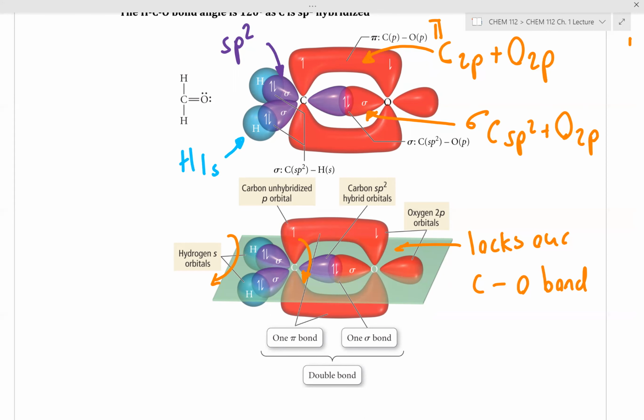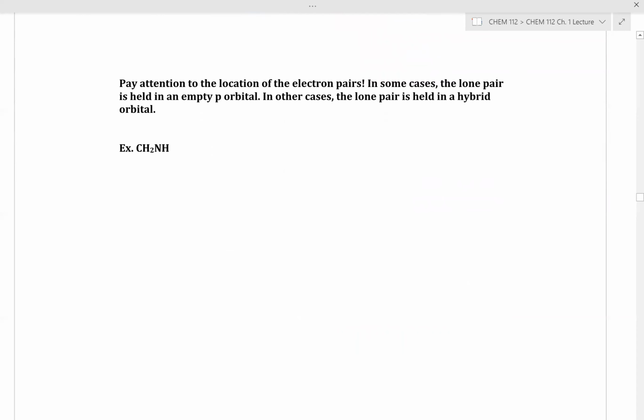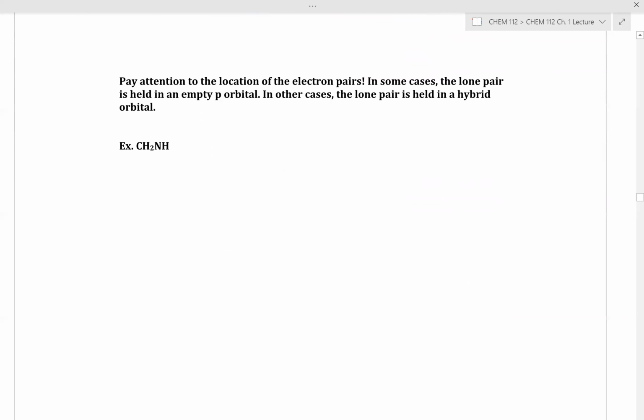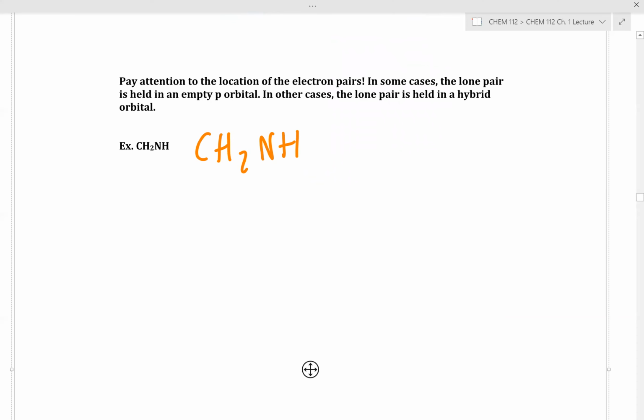Okay, let's talk about the next major topic, and let's really take a look at one of the other implications of hybridization. So let's look at the molecule CH2NH. Now, let's try to describe the location of the electrons and the orbitals used for bonding in this molecule. So let's start by drawing a Lewis structure to give us a sense of things.